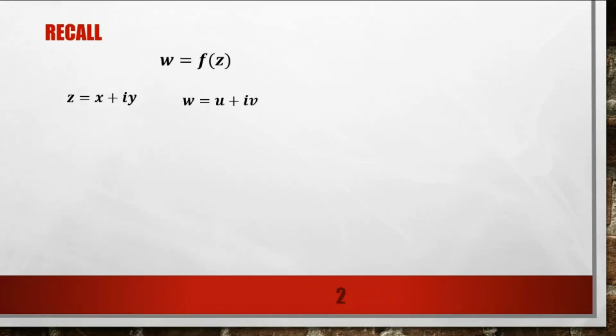So we are dealing with complex variables, or functions of a complex variable, which we denote by w is equal to f of z. Normally we replace z by x plus iy and w by u plus iv. That is the procedure we used to follow in solving this w is equal to f of z function.